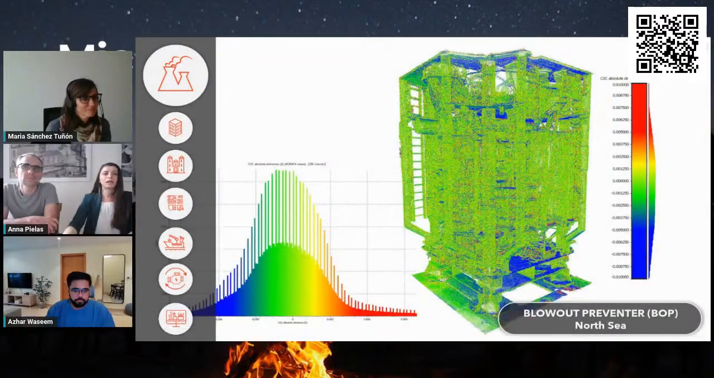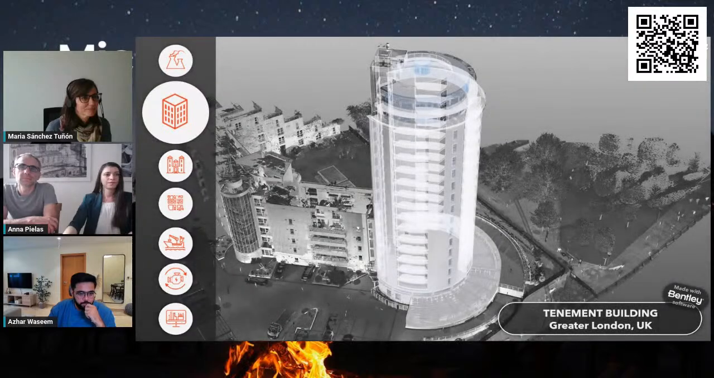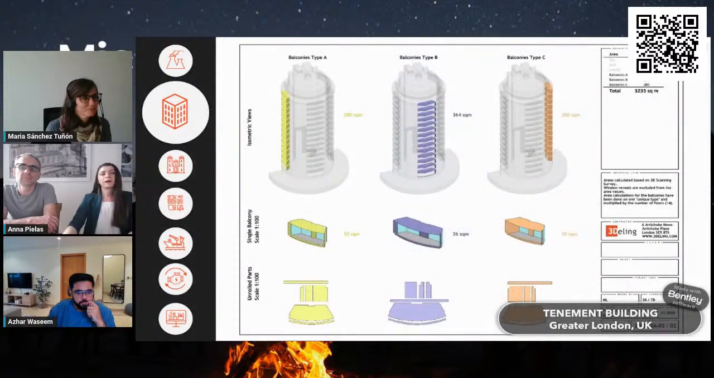Here you can see the analysis of the deformation for the blowout preventer. The model was completely made in MicroStation and then exported to Aveva software as a STEP file. The point cloud can also be used for architectural purposes. Here you can see the final result of measurements. It's a report which includes isometric views of separated parts of the building with its area calculated.